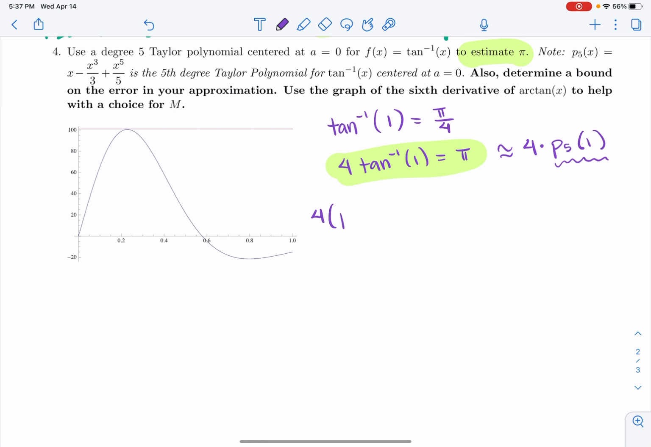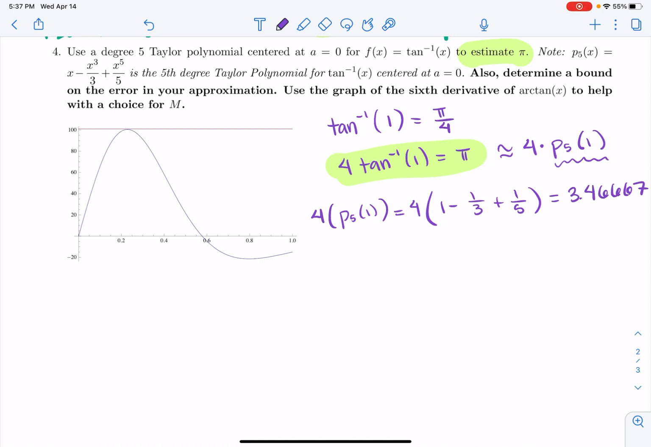4 times p5 of 1 is equal to 4 times (1 minus 1/3 plus 1/5). So that's going to be our approximation. We'll see how close that is to pi. 4 times parentheses 1 minus 1 over 3 plus 1 over 5 is equal to 3.46667. Really, the 6's keep repeating.